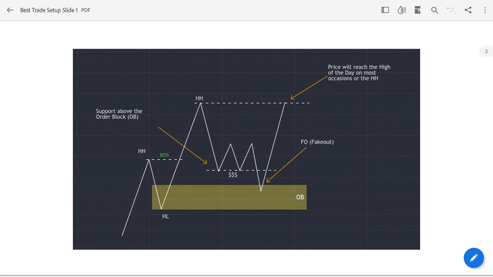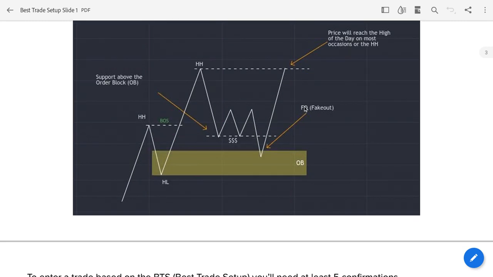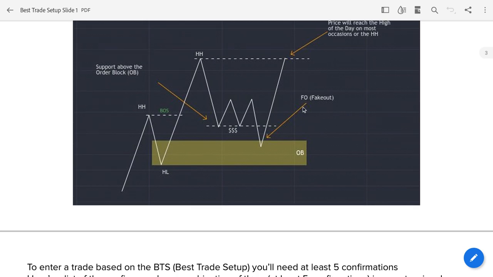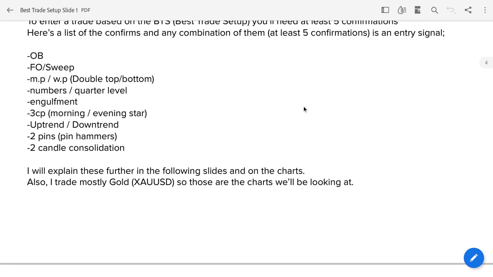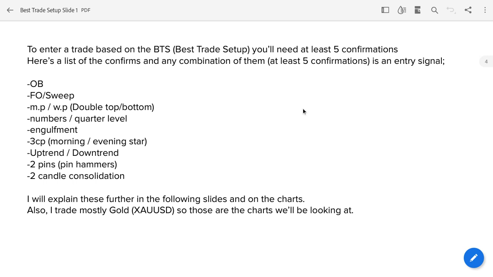Most of the times when this setup shows itself and you find that where the action happens is pretty far off from the low of the day or the high of the day, that's good. That means your risk to reward is going to be high. But in most cases, definitely we're looking for the TP to be at the high or the low of the day. Simple enough.